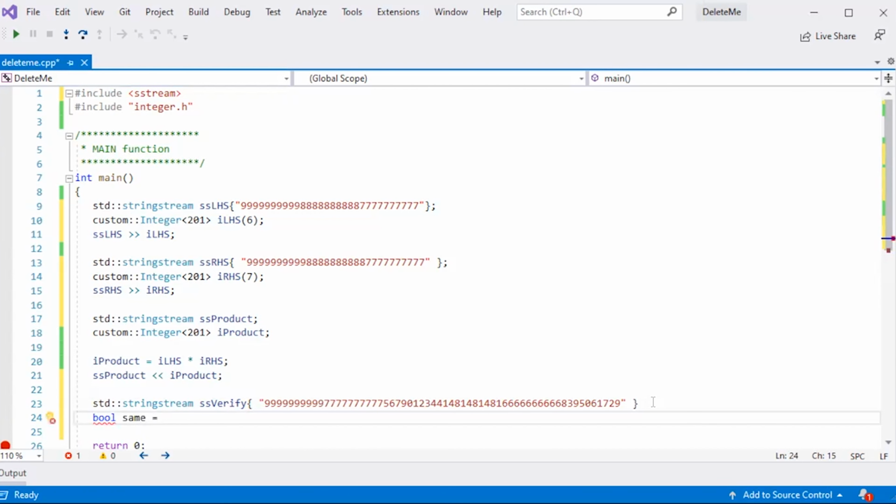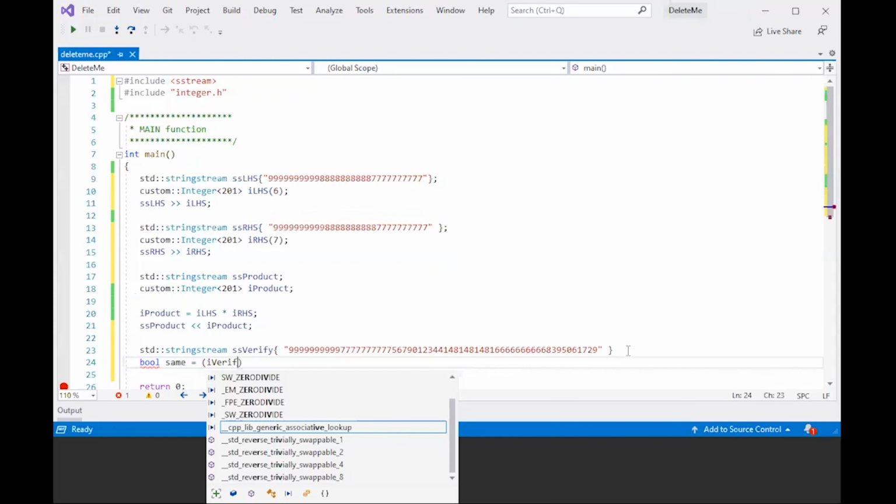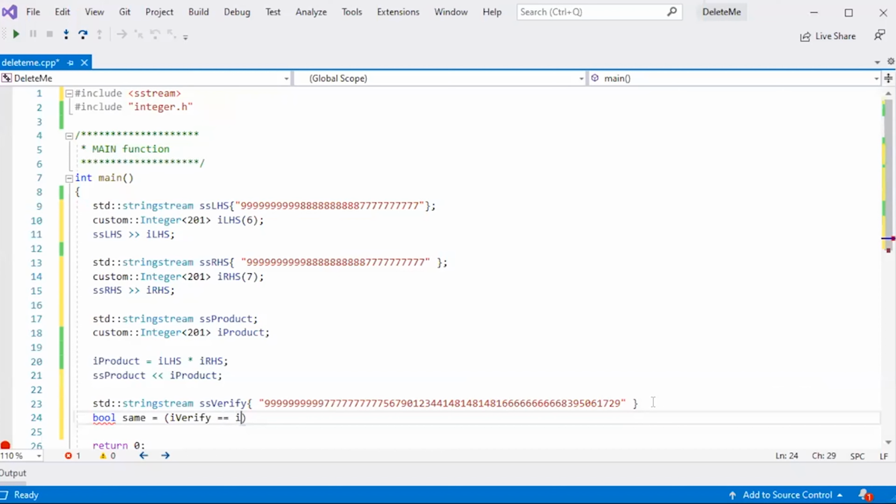So I'll have bool same equals I product equals I verify. And hopefully same will be equal to true. Unless I made a mistake, of course. Let's see if I made a mistake. So I'm going to take I verify and use the insertion operator to put that string stream into I product.